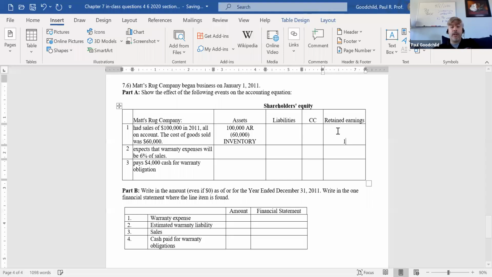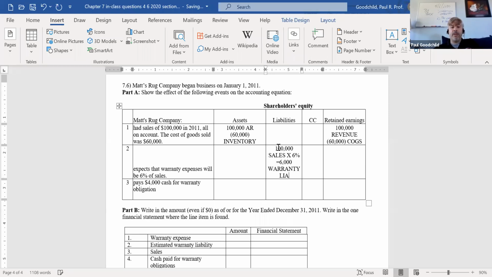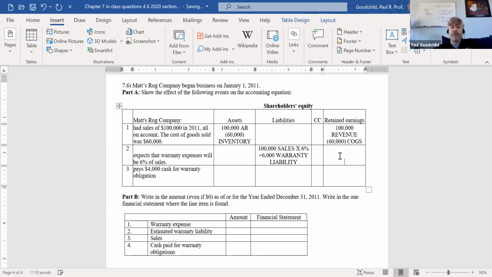Okay. We have to record in retained earnings 100,000 in revenue and 60,000 in cost of goods sold. It expects that warranty expenses will be 6% of sales. So we take our $100,000 sales and multiply that by 6%. And that equals $6,000 warranty liability, and $6,000, oops, not 96, 6,000 in warranty expense.